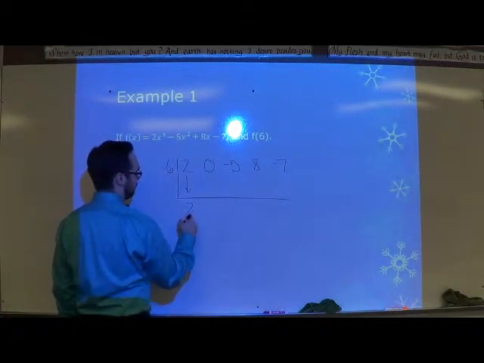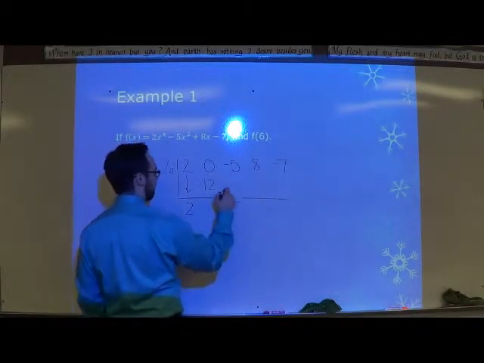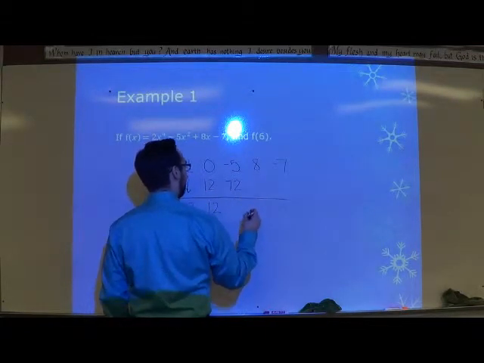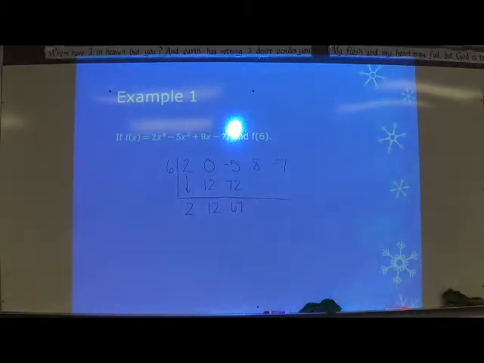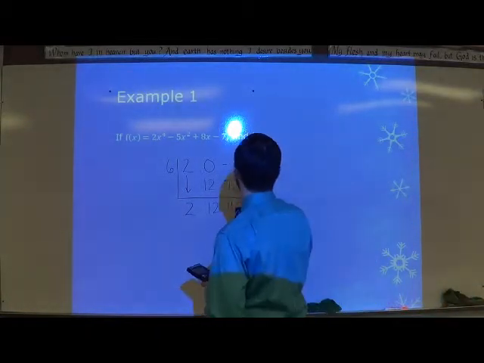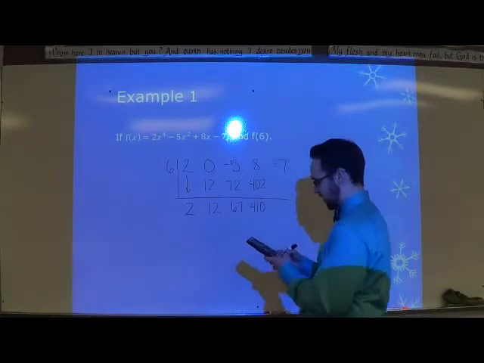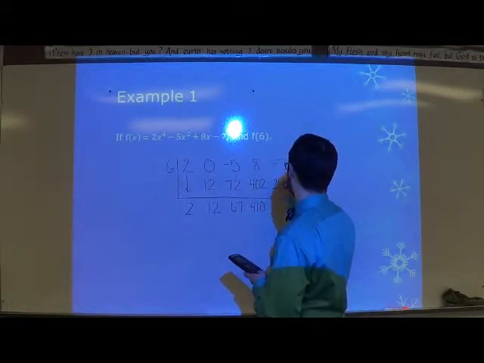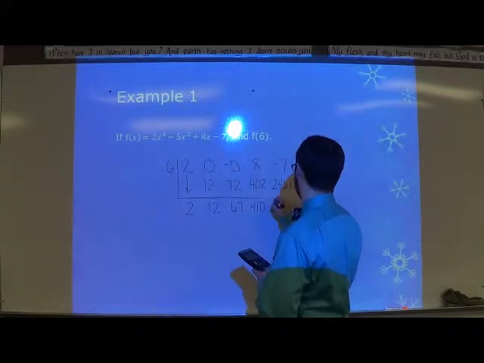Bring this down, so that's 2. 2 times 6 is 12. 12 plus 0 is 12. 12 times 6 is 72. Add, we end up with a 67. So 67 times 6, I'm not doing this mentally. So 67 times 6 gives us 402. 402 plus 8 is 410. 410 times 6 gives us 2460. Minus 7 is 2,453.